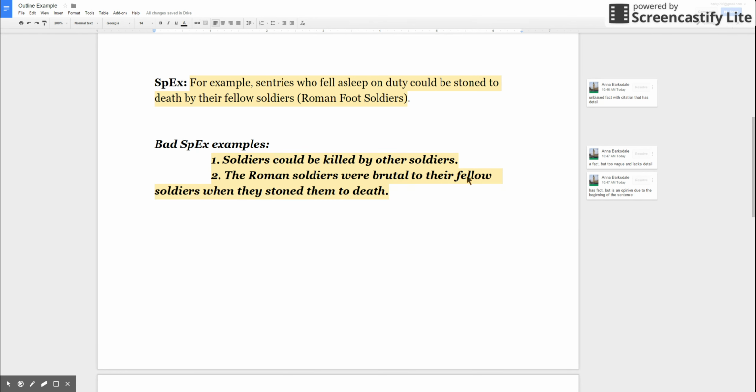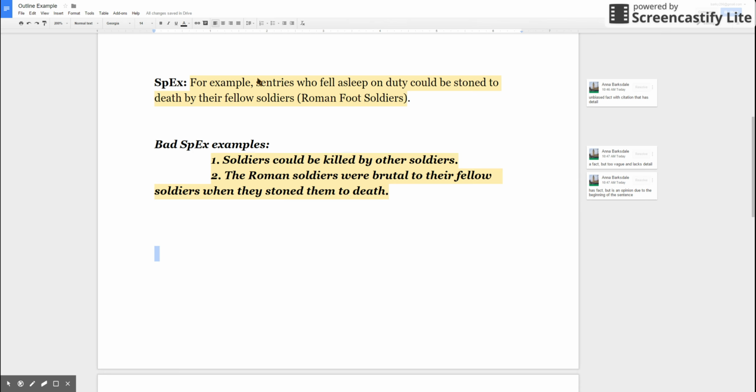The Roman soldiers were brutal to their fellow soldiers when they stoned them to death. This last part of the sentence is actually a fact. Fellow soldiers when they stoned them to death. That's, they did. Their fellow soldiers stoned them. That's a fact. The problem is, though, the beginning of this sentence. The Roman soldiers were brutal. This is an opinion statement. This is the author putting in their own bias. Anytime you use adjectives, anytime they're saying they were very powerful, that is an opinion. You cannot use that statement. Also be careful. If the bias is in the sentence and you only use the last part of it, it still makes it a biased statement. So make sure you're aware of that when you're choosing your facts.